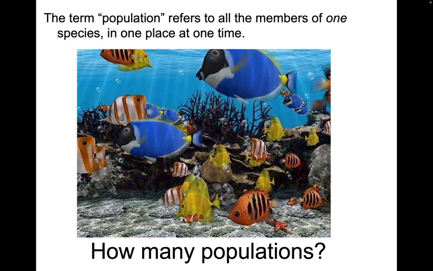The term population refers to all of the members of one species in a single place at a single time. So if you take a look at this photo, how many possible populations would you see? I would say maybe 4 or 5 of just fish species, and then let alone plants.